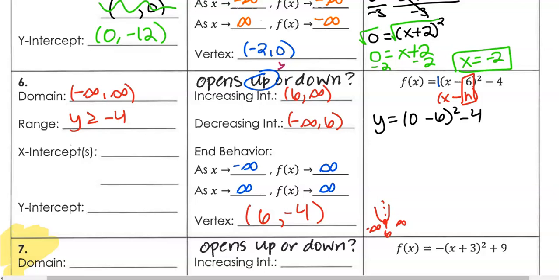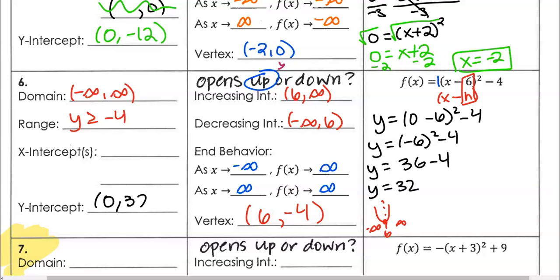Please excuse my dear Aunt Sally. So please, parentheses, what is 0 minus 6? Negative 6. Now we're going to do exponent. What's negative 6 squared? No, it's positive. Positive 36. My dear is not there. I don't have any multiplying or dividing. That Aunt Sally, I got some subtraction going on, right? What's 36 minus 4? 32. So my y-intercept is at 0, 32.